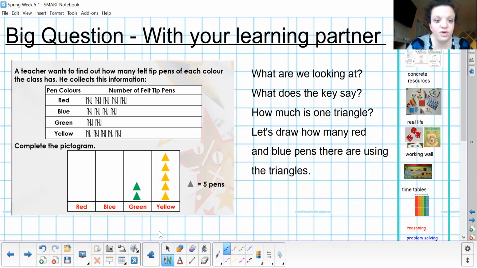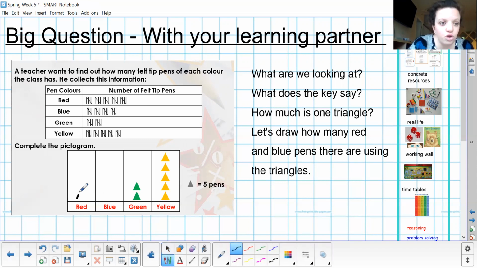So with my pen, I'm going to draw 5 triangles. So 5, 10, each triangle is 5, 15, 20, 25. Oh, that's not the best triangle in the world. Let me have a go to make it a little bit better than that. There we go, 25. So you should have 5 triangles shows 25.